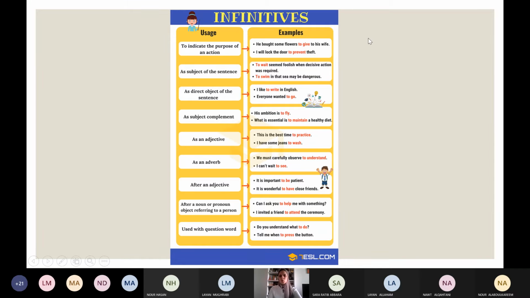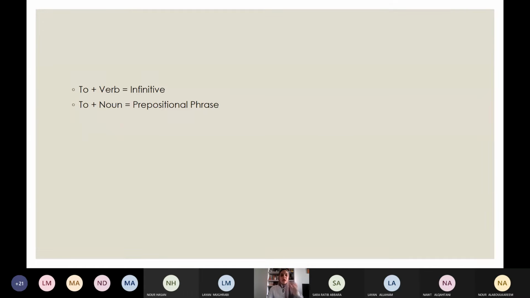You're not asked to go into details for usage of infinitives, but you are asked to know how to determine its part. Where is it? How does it function? Okay.